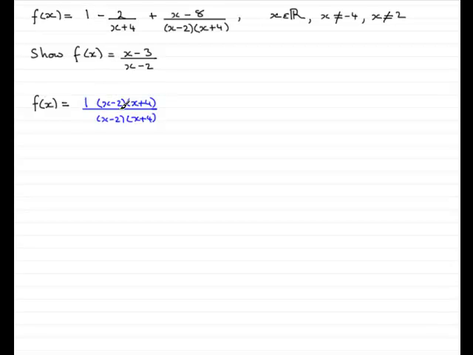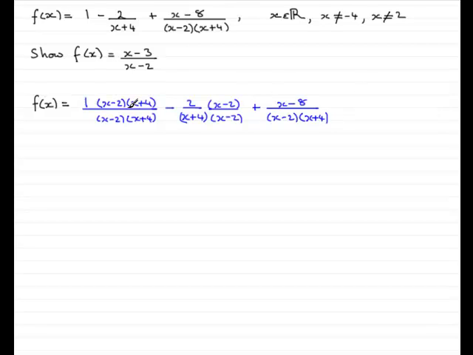We go on to the second term, minus 2 over x plus 4. As long as I multiply top and bottom by exactly the same thing, it's like timesing by 1, I'll keep the same value of that fraction. Well, I need to create this denominator x minus 2, x plus 4, so I need to multiply top and bottom by x minus 2. Now for the last term, that's already over x minus 2, x plus 4, so we can just write that in as x minus 8 all over x minus 2 times x plus 4.